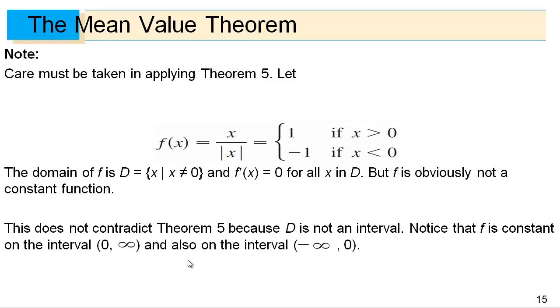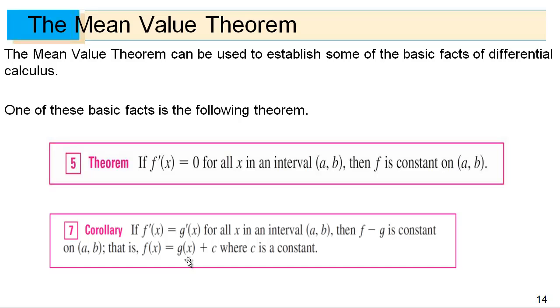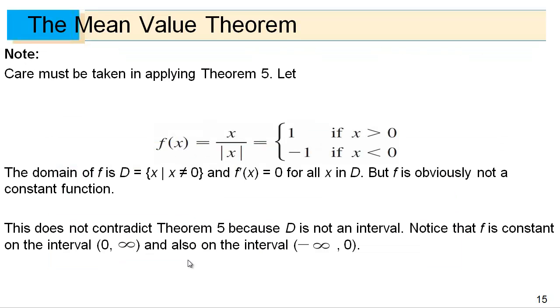Well, you'll remember that when we're using these ideas, it's built on the idea that these functions are differentiable everywhere, they're continuous everywhere, those types of things, right? So this doesn't really contradict theorem 5 because the domain is not an interval. It has a gap, right? It's got a hole in it. It goes from negative infinity to 0 and then stops and then goes from 0 up to infinity. And you'll notice that the function is constant on each of those smaller intervals.